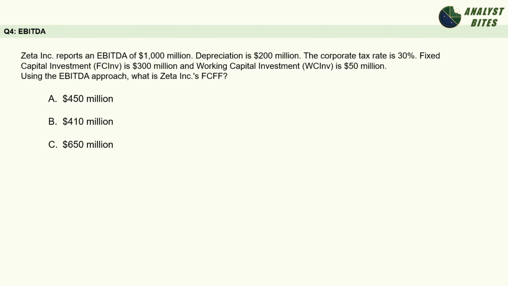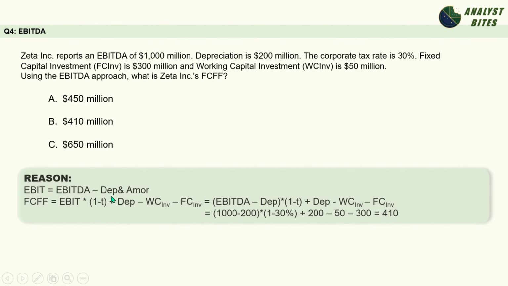The question didn't give us EBIT or net income. Instead, it started right at the top of the waterfall with EBITDA. Remember our income statement waterfall? EBITDA is at the very top. What's the difference between EBITDA and EBIT? Exactly, it's just depreciation and amortization.